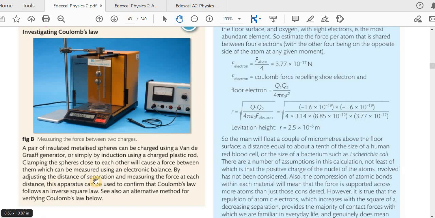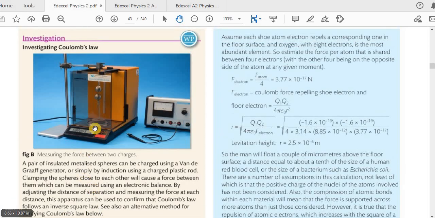By adjusting the distance of separation and measuring the force at each distance, this apparatus can be used to confirm that Coulomb's law follows an inverse square law. See also an alternative method for verifying Coulomb's law below. If they have the same charge, they will repel each other, and the reading here will increase when they are repelling. Then you move the two further from each other. You can see this boss here can be loosened, and you can move this clamp up, so then this will move up.